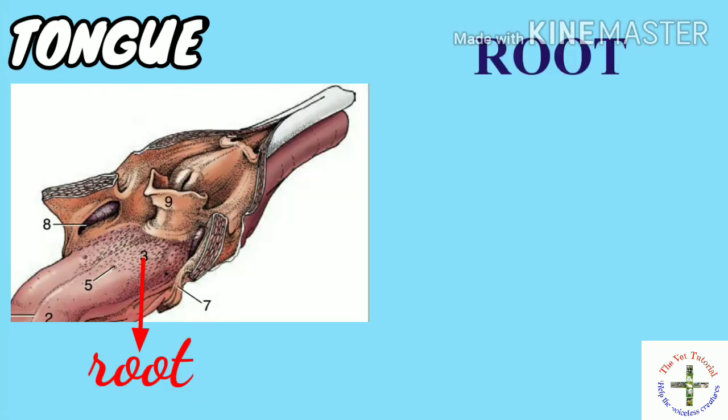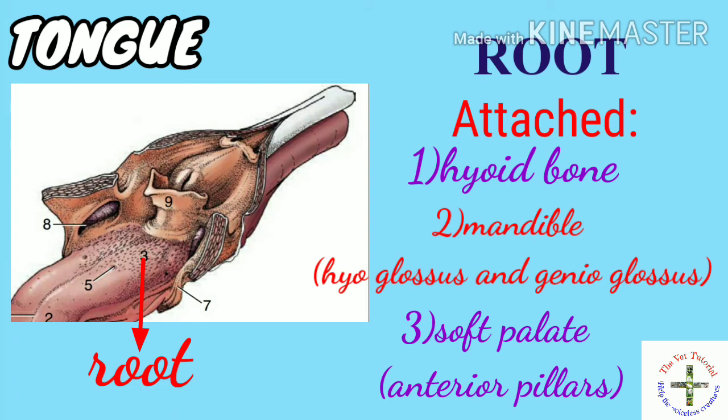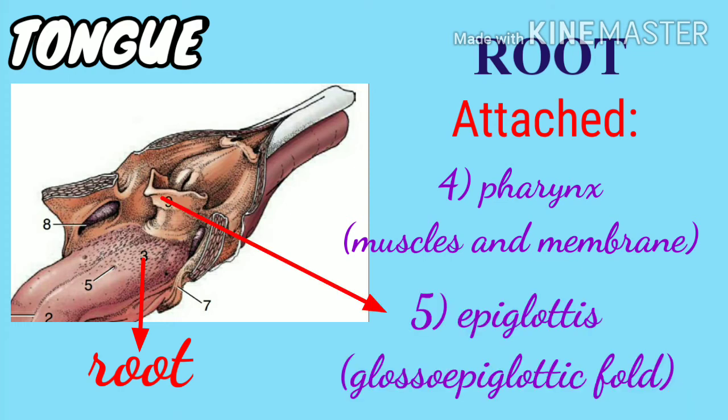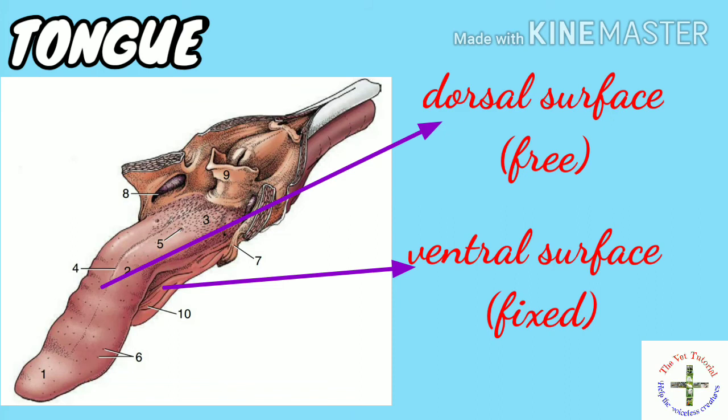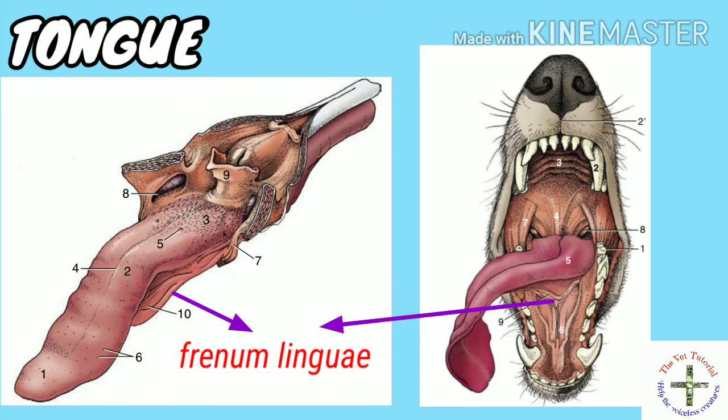First is root. It is very thick and attached to the hyoid bone, mandible by hyoglossal and genioglossus, then soft palate by anterior pillars, and then pharynx by muscles and membrane, and lastly epiglottis by glossoepiglottic fold. And the dorsal surface is free and the ventral surface is fixed. It is fixed by the frenum linguae, which is the wide fold of mucous membrane.